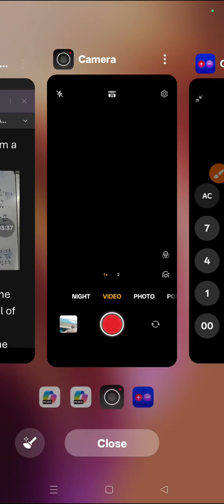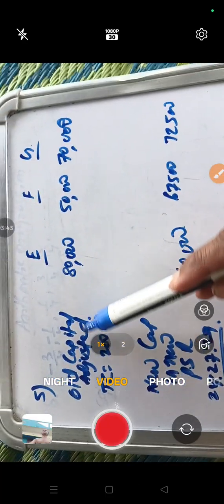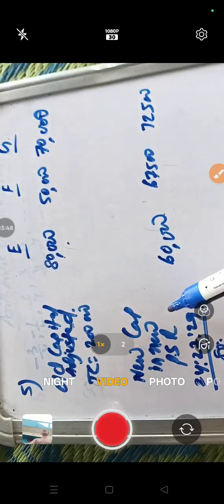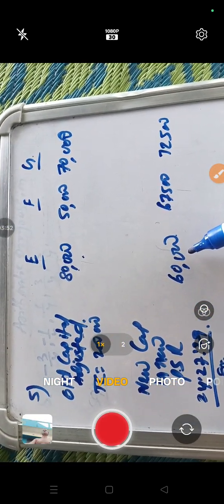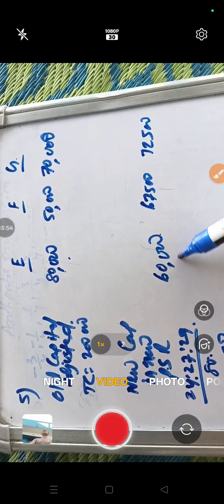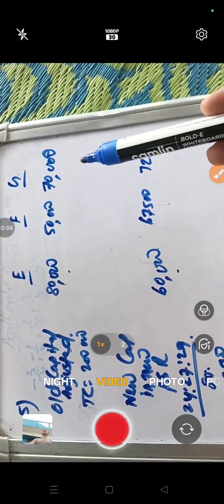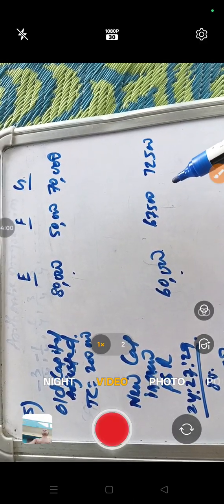Now come to the question. The old capital of E after adjustment was 80,000, but adjusting capital in the new PSR, the capital of E should be 60,000. Capital of F should be 67,500 and capital of G should be 72,500.